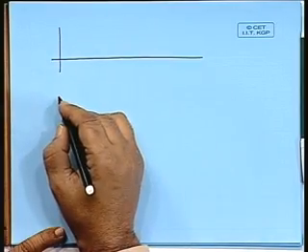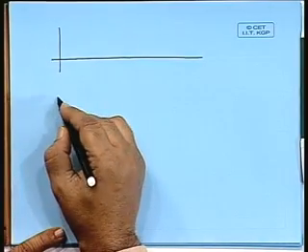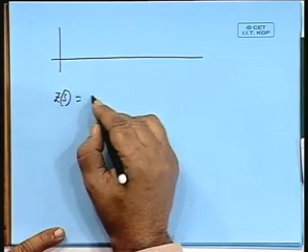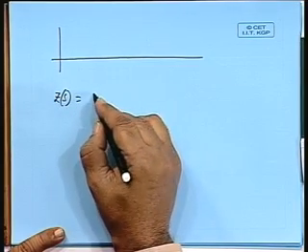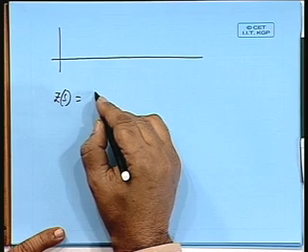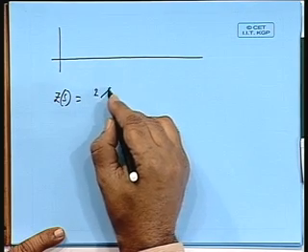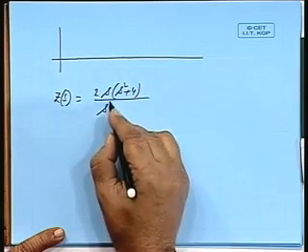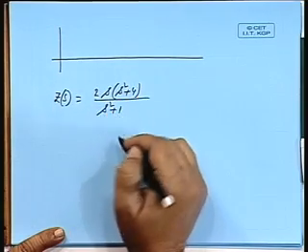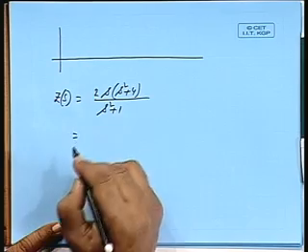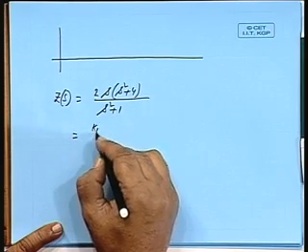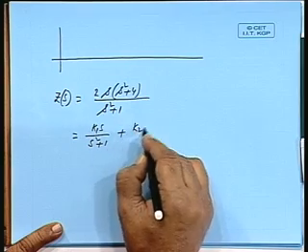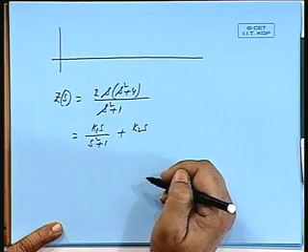Let us take, before we go further, a function Z(s) equal to, say, any function you tell me, say 2s into (s squared plus 4) by (s squared plus 1). Okay. I can make partial fractions: k1 s by (s squared plus 1) plus k2 into s.